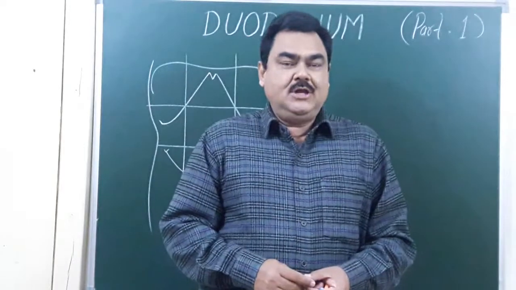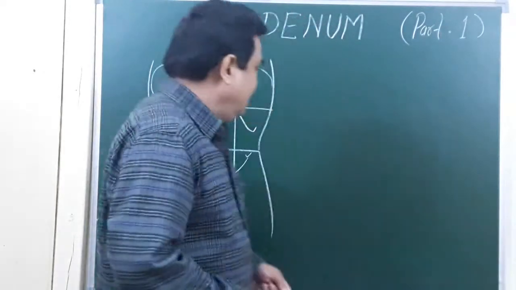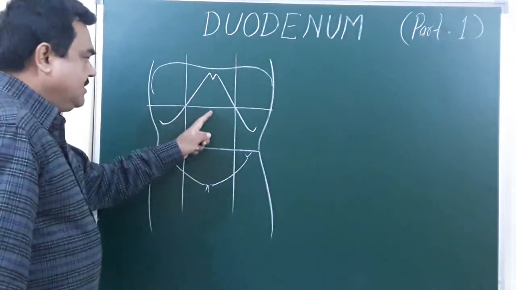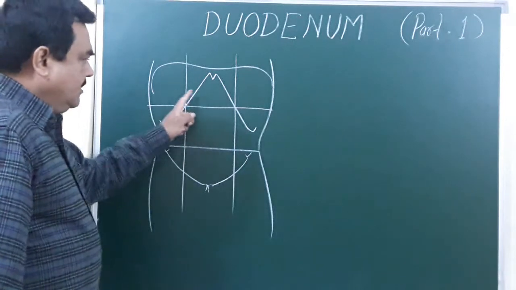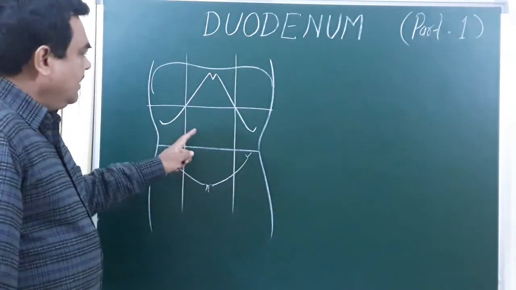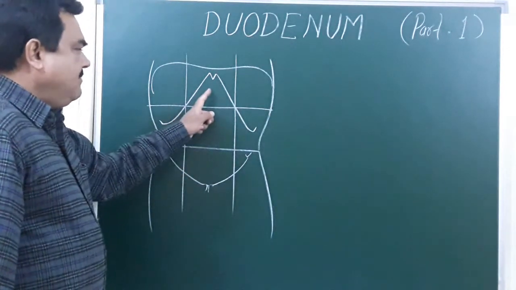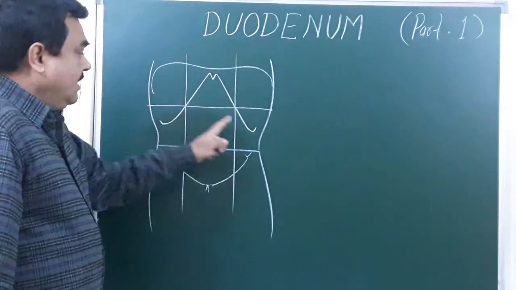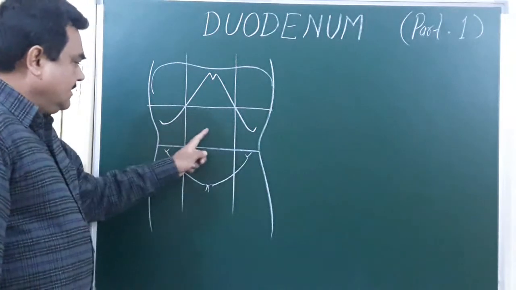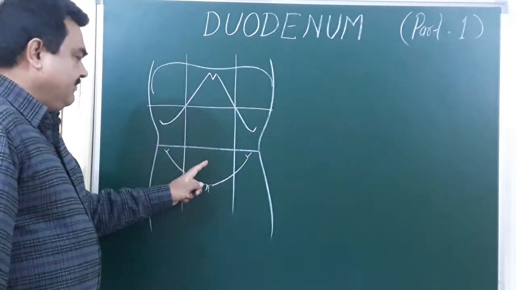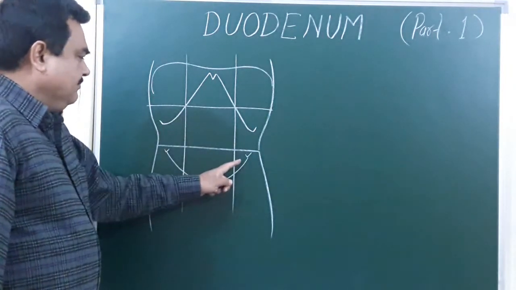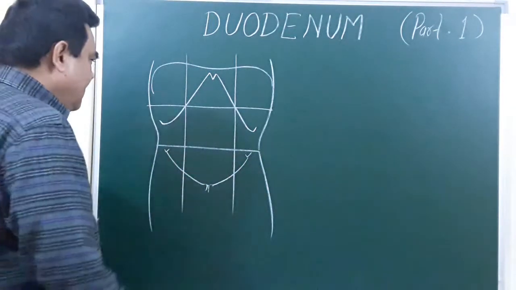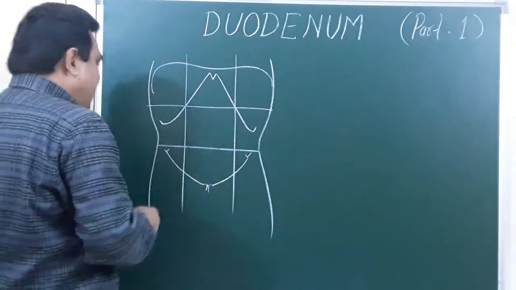Now we'll discuss the duodenum, part 1. Here you can see the division of the abdominal cavity into 9 regions. This is the epigastrium, this is the left hypochondrium, right hypochondrium, left lumbar, right lumbar, this is umbilical, this is hypogastric, and this is the left iliac, this is the right iliac fossa. So this region is the umbilical region.